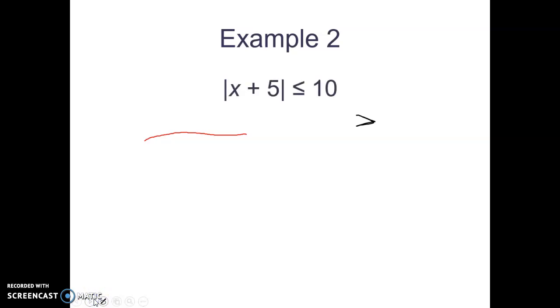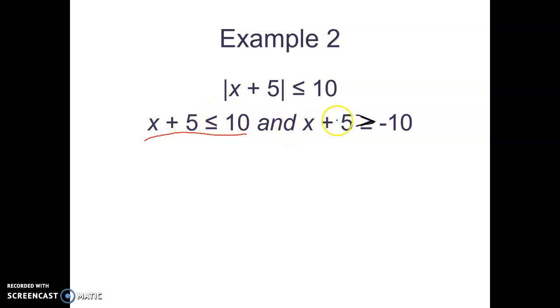What about x plus 5? Absolute value of x plus 5 is less than or equal to 10. Let's go ahead and write our 2 equations. x plus 5 is less than or equal to 10, and x plus 5 is greater than or equal to -10. When we set it equal to a negative, we've got to flip that sign.